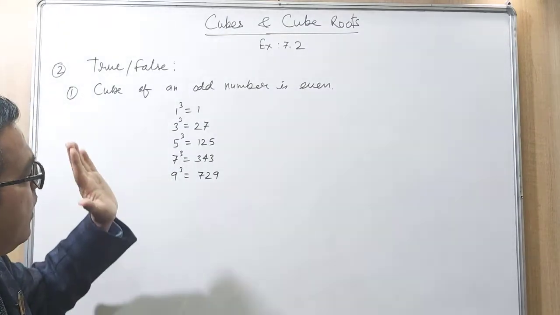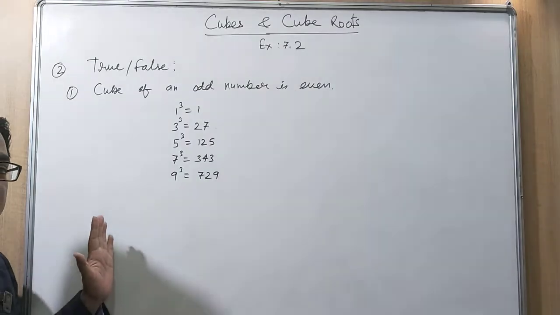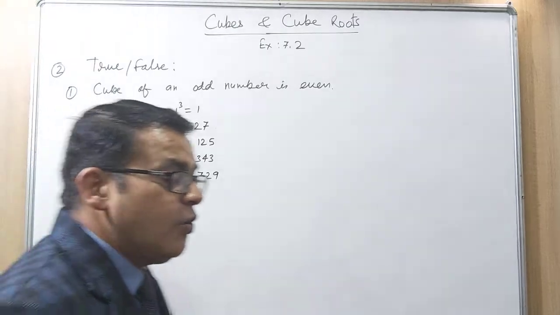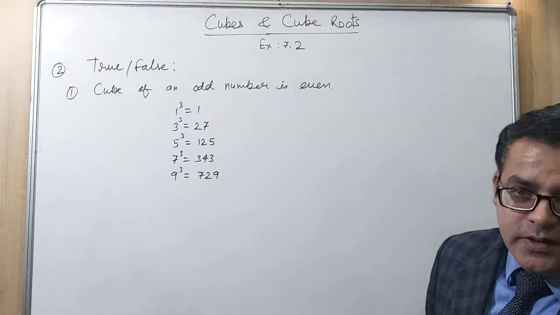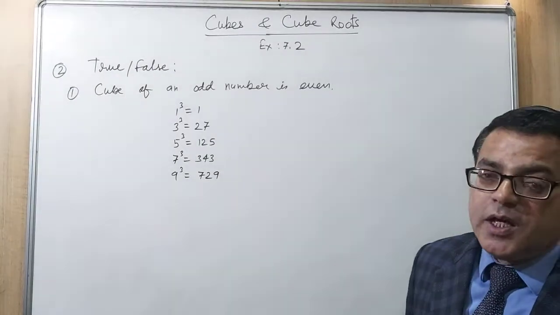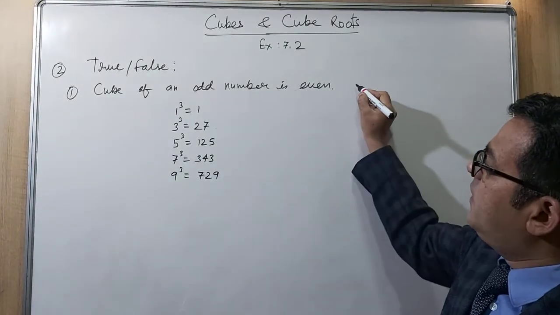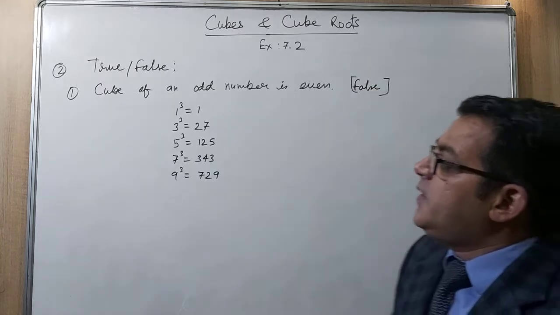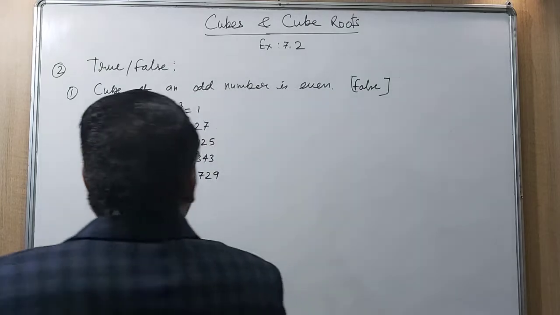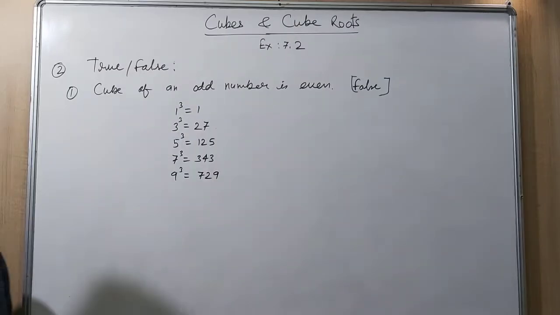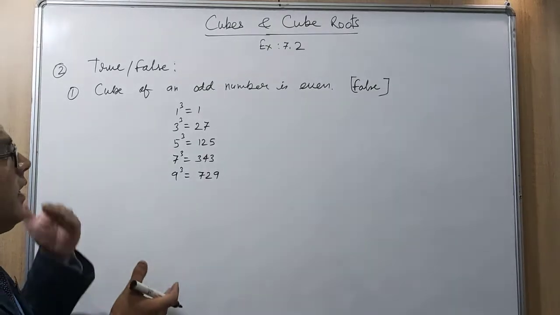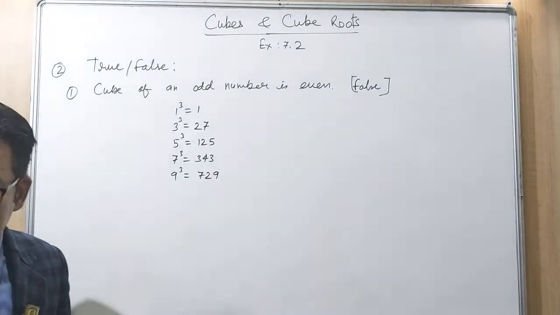Now you can see we have calculated the cubes of the first 5 odd numbers, and none of the numbers is even. All are odd numbers. You can see every number ends with an odd digit. It means this statement is completely false. The cube of an odd number is not even. That is the justification. I explained why this statement is false, right?